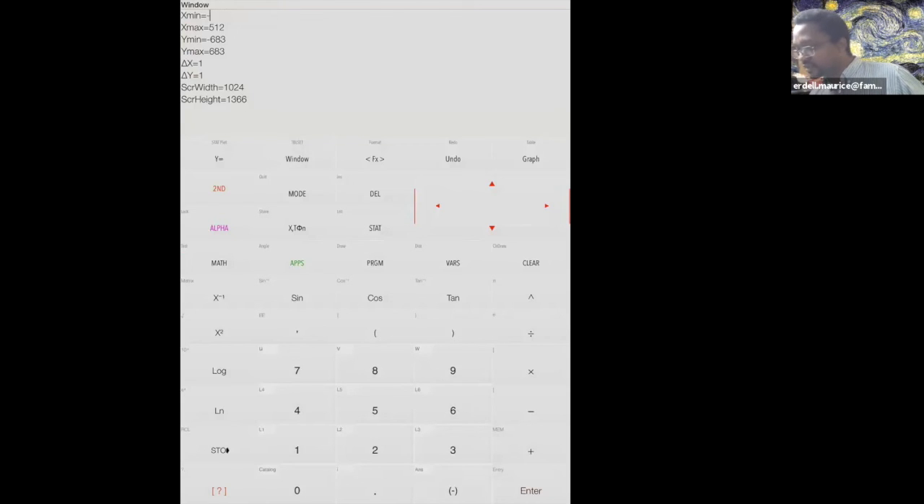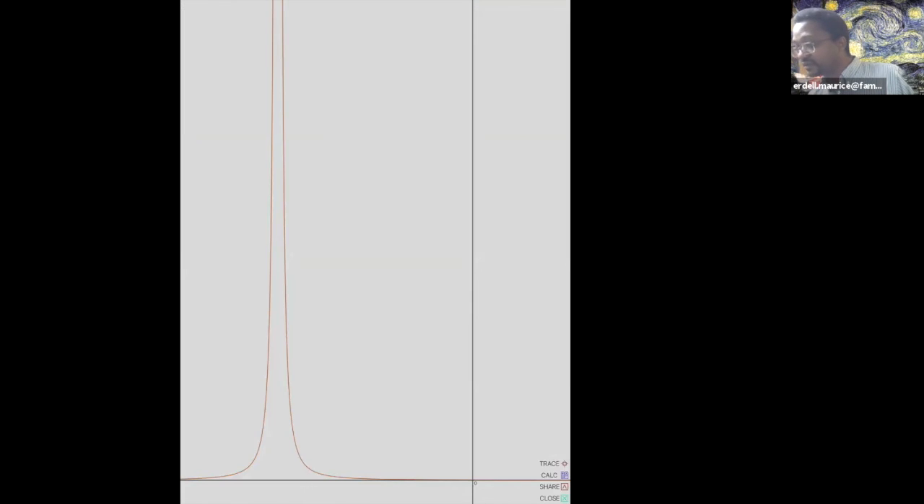Let's go with negative 6. That's max. Let's go with 2. And then the y min, let's say -5. And y max, let's say 100. All right, and then hit graph. There you go. And so you see right here, that's the graph of my function.